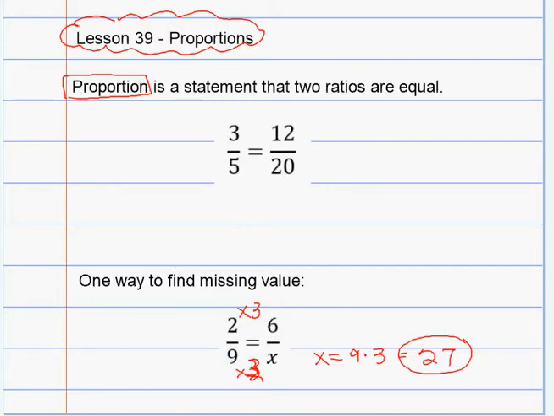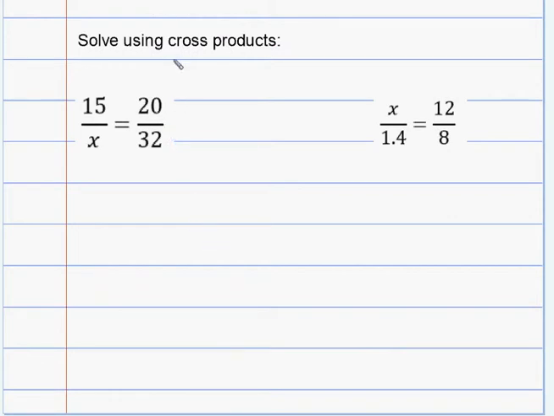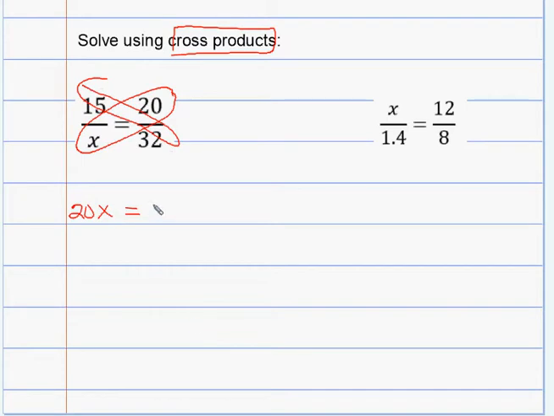But cross products is a way to solve proportions, and that will work for every proportion. Okay, so what you do is you circle diagonally and you multiply. So that's 20 times x. And that's going to equal whatever you have going the other direction. That equals 15 times 32. So we're going to multiply 15 times 32.